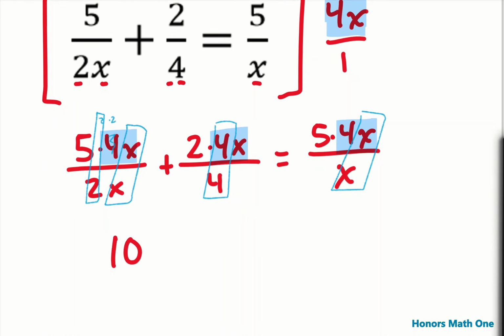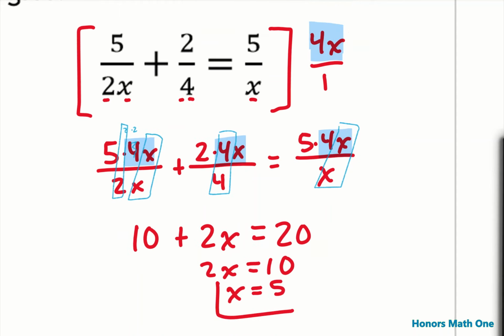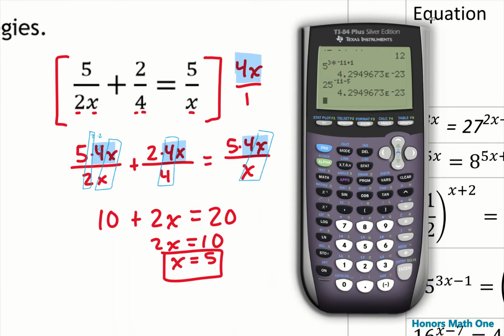So it's just a 10, plus I've got a 2x, and over on the other side I've got 5 times 4, which is the number 20. If I take away 10 from both sides, I've got that 2x is 10, divide by 2, x has to be 5. So again, this is my solution, and I would write it down below in the line, but I want to verify this and make sure that I really do get the same thing.